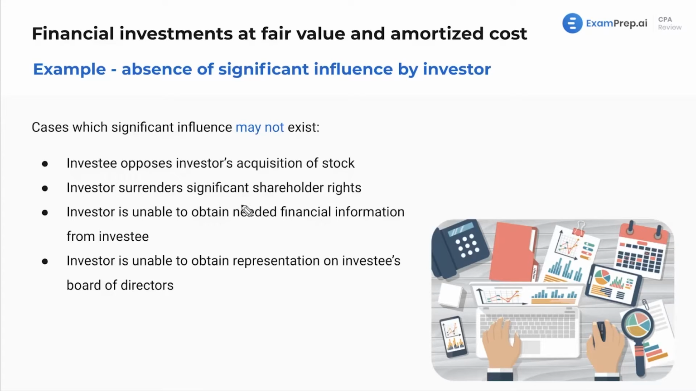If the investor surrenders significant shareholder rights, so if we buy into the stock and surrender everything except maybe the ability to profit and lose from the situation, then there's not significant influence. If we are unable to obtain needed financial information from the investee, that shows a lack of significant influence. Lastly, if we're unable to obtain representation on the board of directors, that is again a lack of significant influence. This is a big one because if you're buying into a quarter of the company, you should be able to put at least one person on that board of directors, which is the overall guiding body of that company and where they see their future.